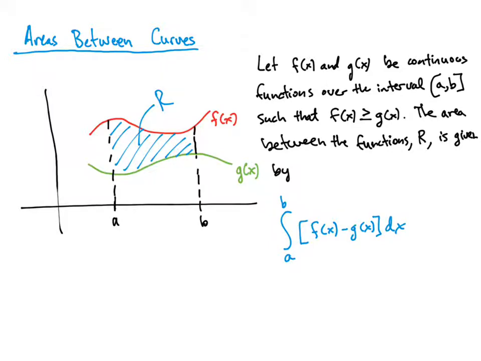Okay? If you just think about this intuitively, suppose we just had the function f of x and we found the entire area under that function, between f of x and the x-axis down here. That would give us the first part of this integrand. And then if we subtracted the area between g of x and the x-axis, that would leave us with that area R. So this is what we'll be looking at in this video.